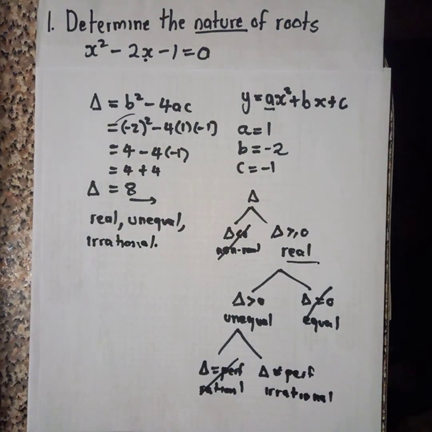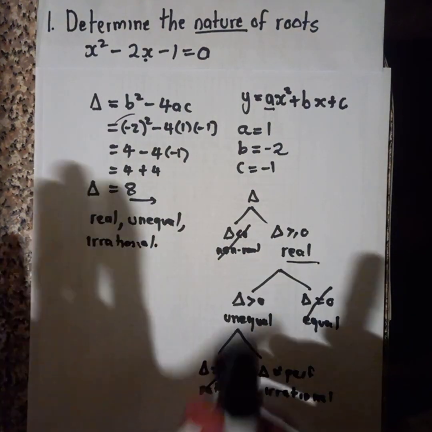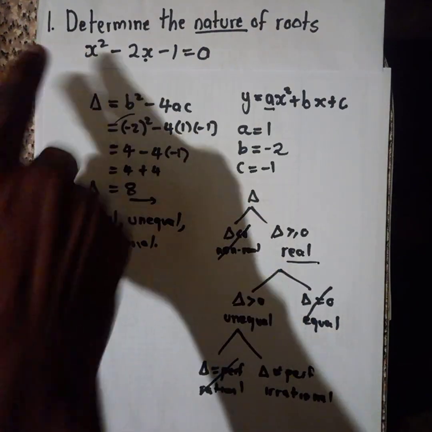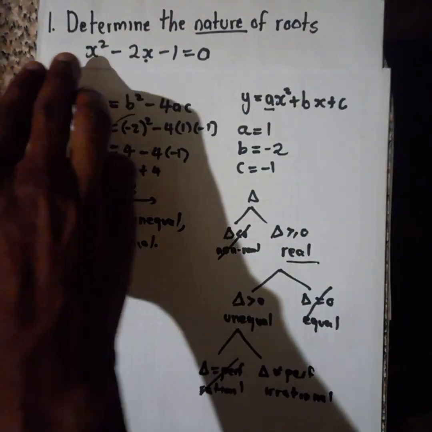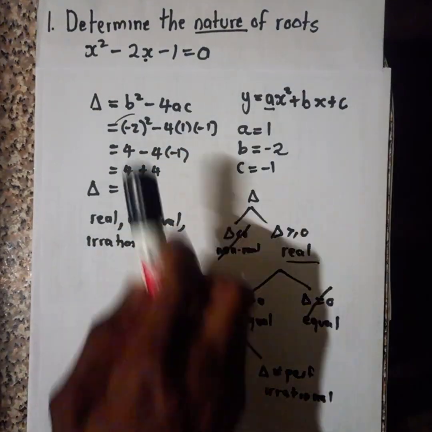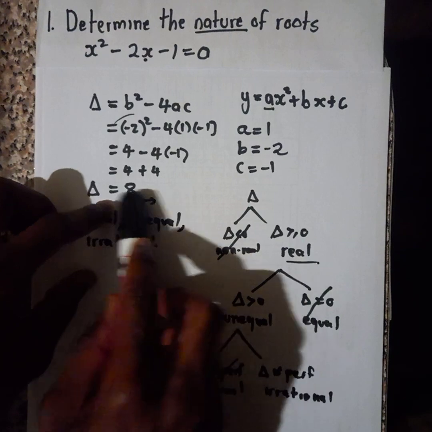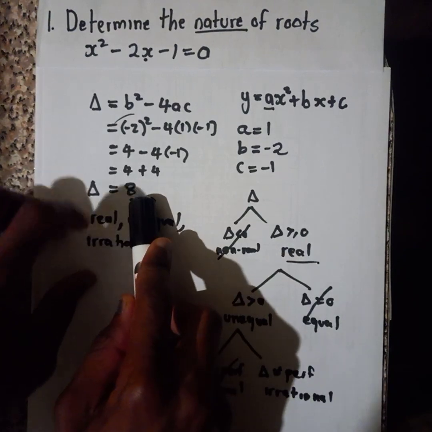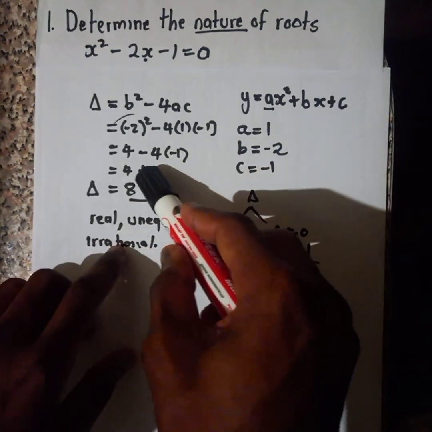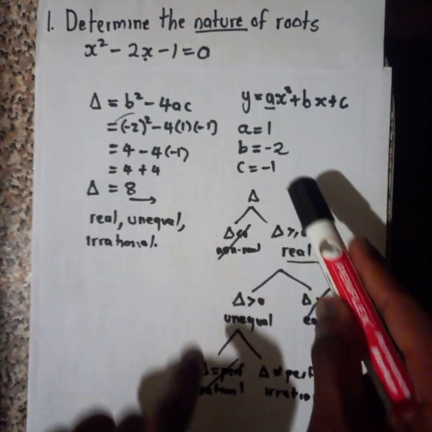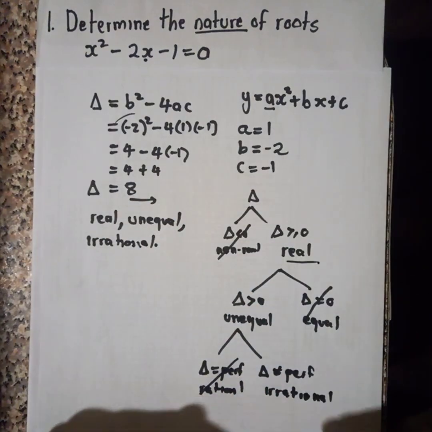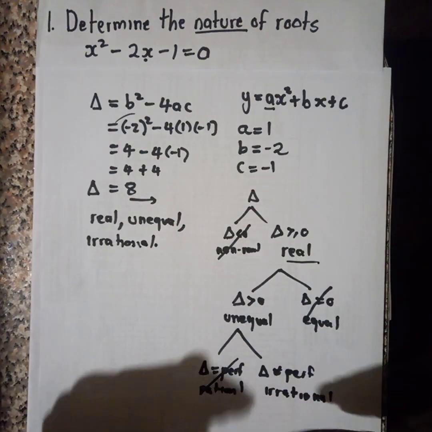Do you get the point? This is how we are going to answer this question, which says determine the nature of roots of this given equation. Firstly, you start with your discriminant. After getting your discriminant, you are then going to go to your conditions and try to figure out which suitable condition you must write.